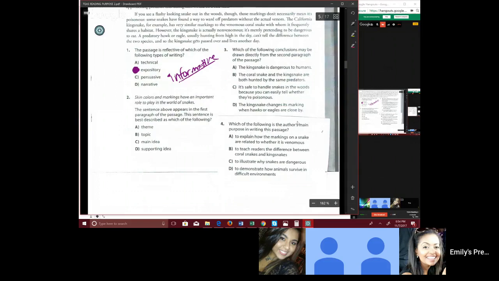Number 2 is skin colors and markings have an important role to play in the world of snakes. This would be the main idea. We talk a lot more about the difference in these 4 things in reading 1 class, so we won't go too much into them.